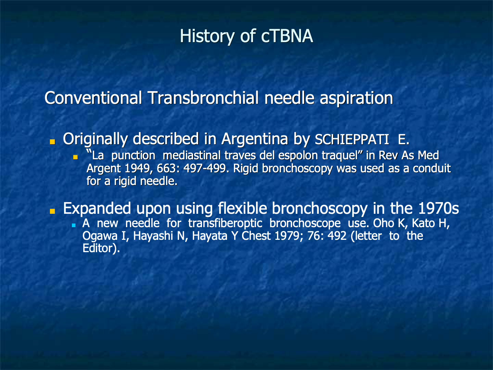The origins of conventional TBNA extend back more than 70 years. The procedure was first described in Argentina in 1949, using rigid bronchoscopy as a conduit for a rigid aspiration needle. With the introduction of flexible bronchoscopy in the 1970s, specially designed aspiration needles allowed the technique to become practical in everyday pulmonary practice. Over subsequent decades, refinements in needle design, improved cytopathology support, and increasing operator experience established conventional TBNA as an important diagnostic procedure, especially for mediastinal disease.